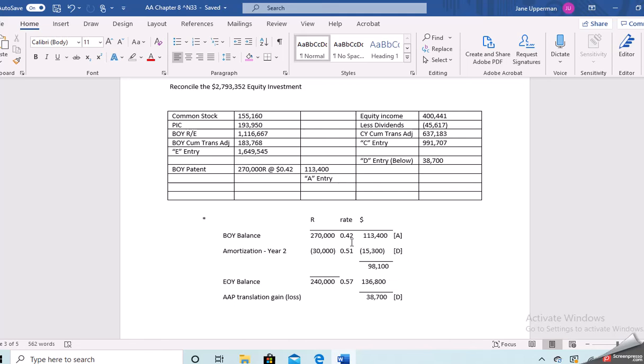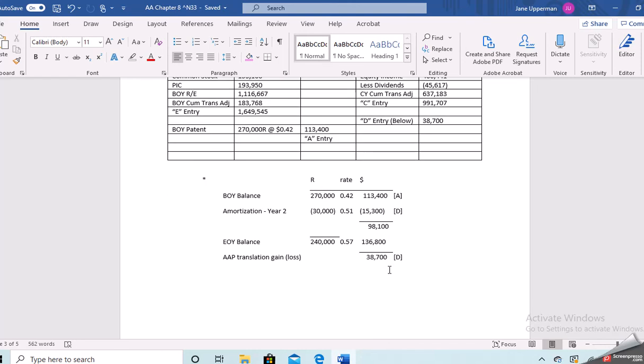But then here's where the difference comes in. If we just do the simple math of that, that would tell us that our ending of the year balance of the patent is $98,100. But it's not. Because if we come over here and follow it in the Brazilian real, after we amortize 30,000 Brazilian reals, our end of the year balance would be 240,000 Brazilian reals. And if we translate that at the end of the year value, our real value of this patent is $136,800.